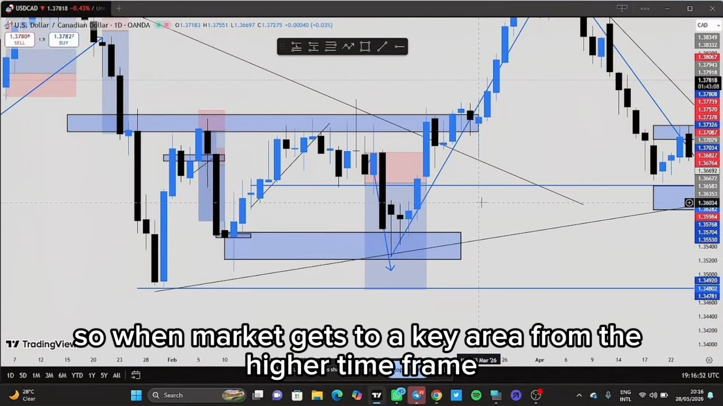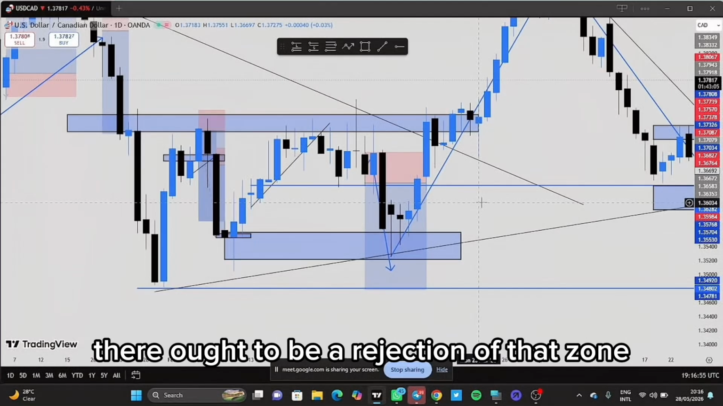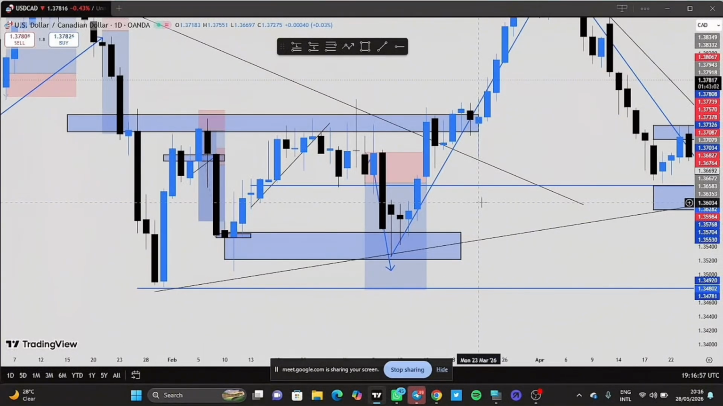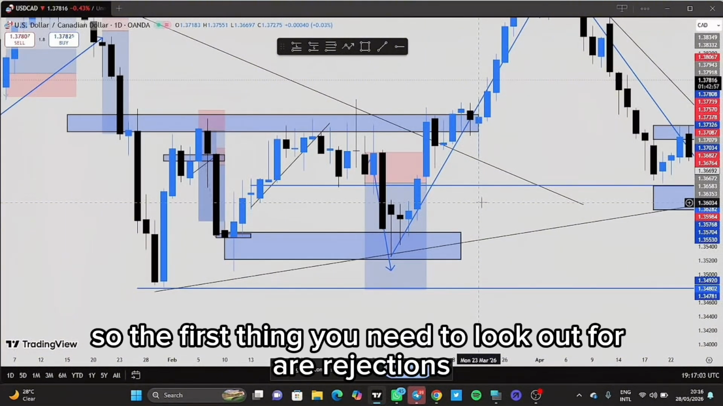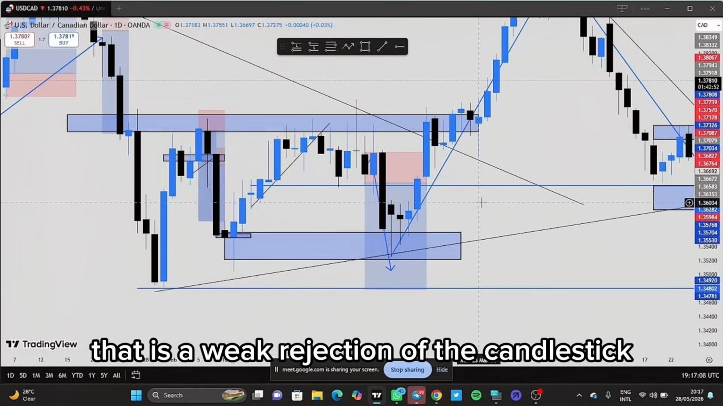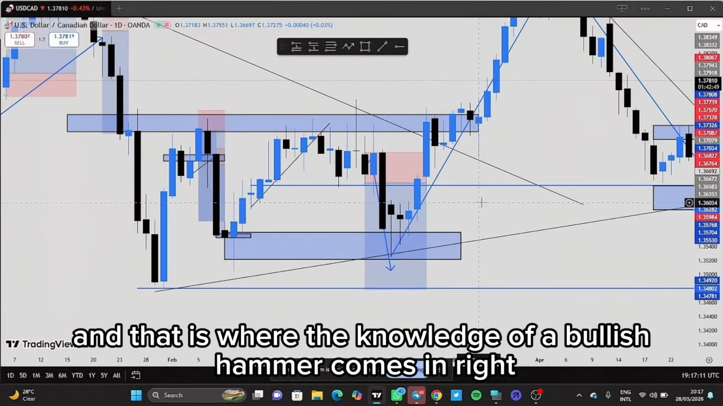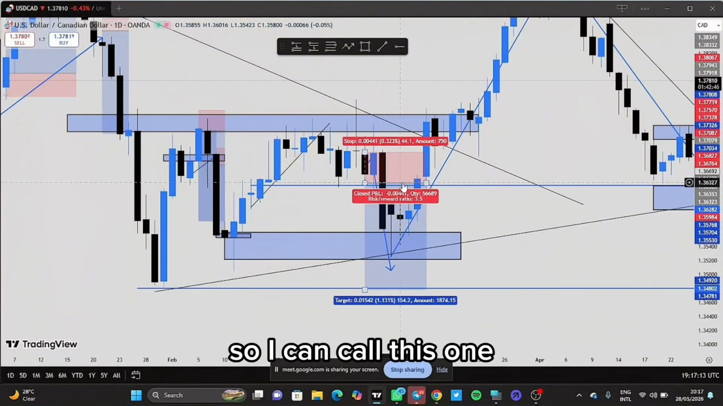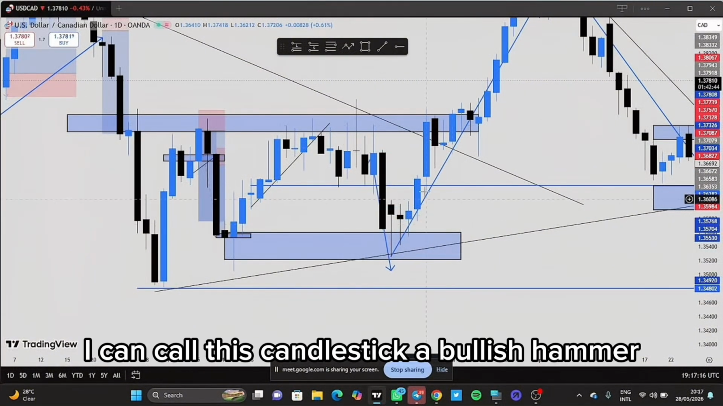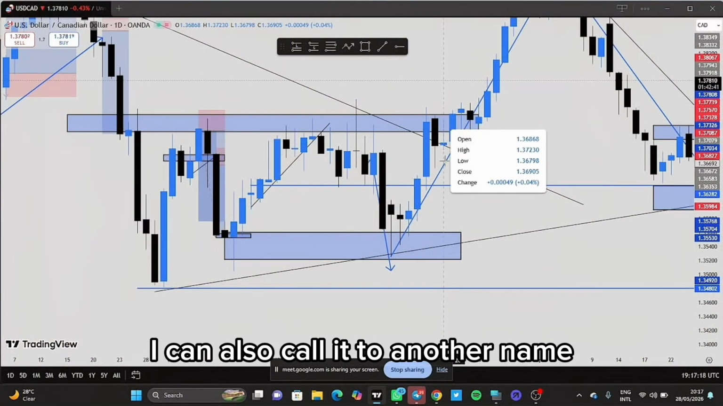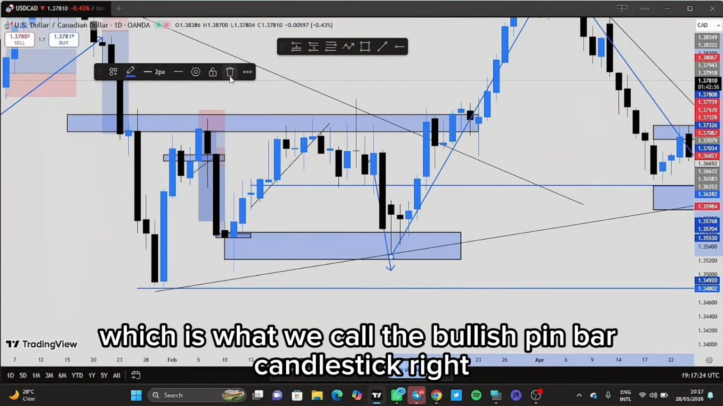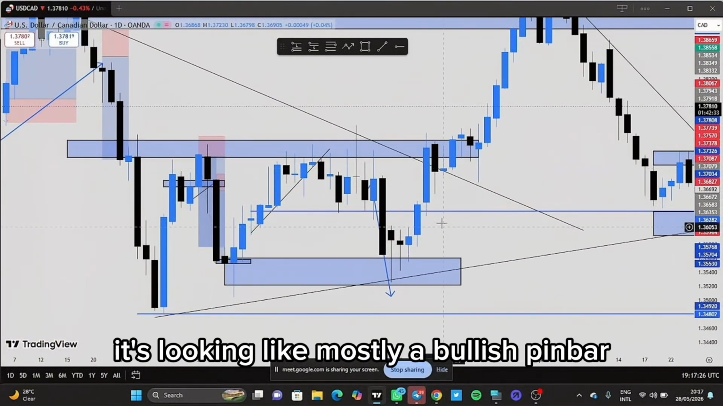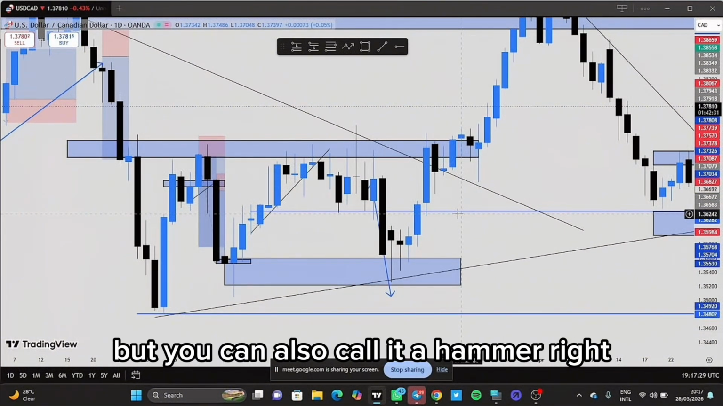So when the market gets to a key area from the higher time frame, there ought to be a rejection of that zone, because you have to investigate whether there's a bullish or a bearish pattern around that zone. So the first thing you need to look out for are rejections. That is a weak rejection of the candlestick, and that is where the knowledge of a bullish hammer comes in. So I can call this candlestick a bullish hammer. I can also call it another name, which is the bullish pin bar candlestick. It looks mostly like a bullish pin bar, but you can also call it a hammer.